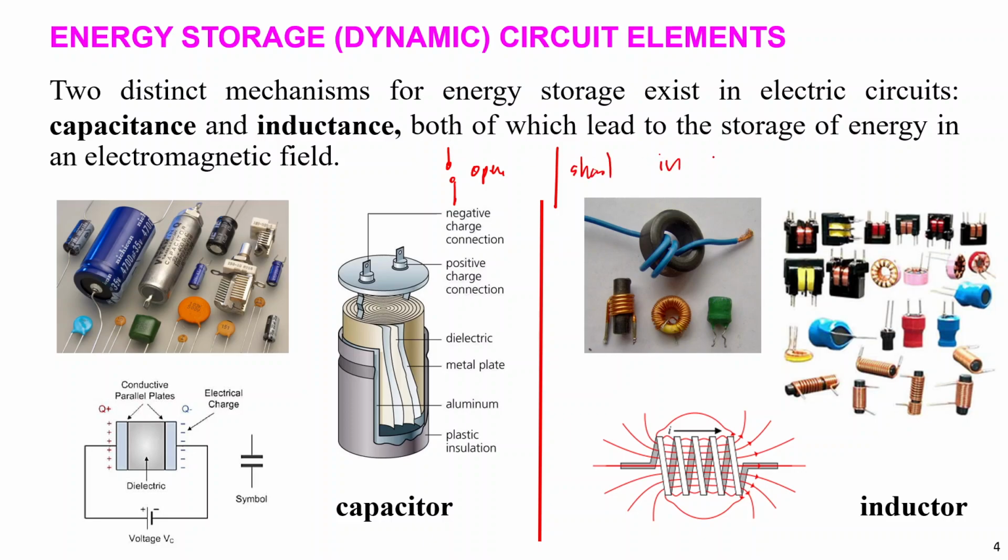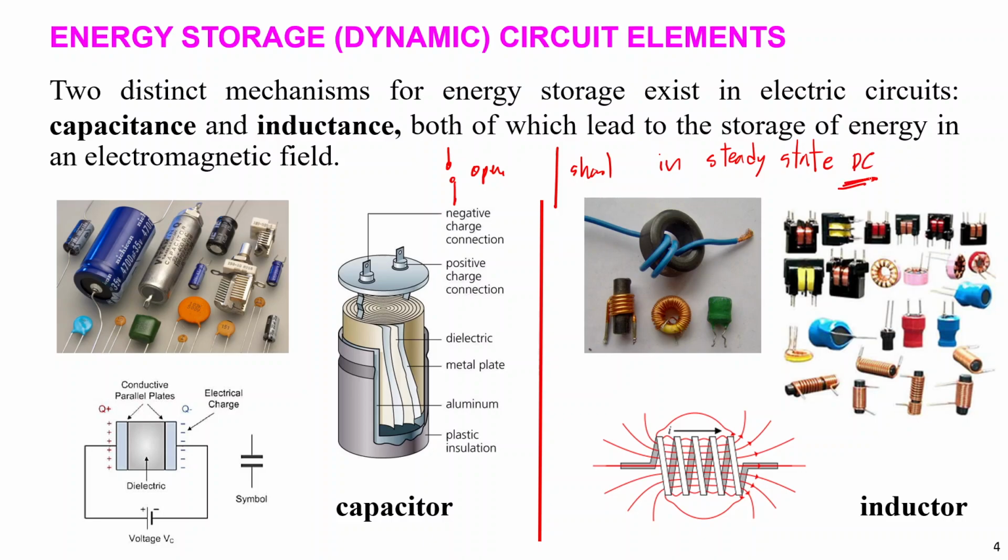In steady state DC. Steady state means the circuit has been in that condition for a long time. Nothing changed, no switching, nothing changed in the circuit. In steady state, DC circuit.